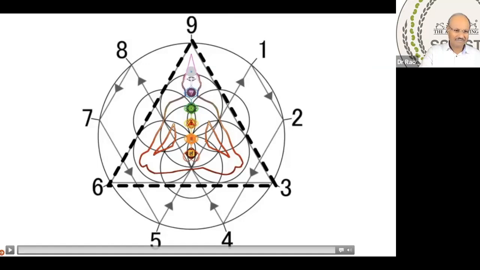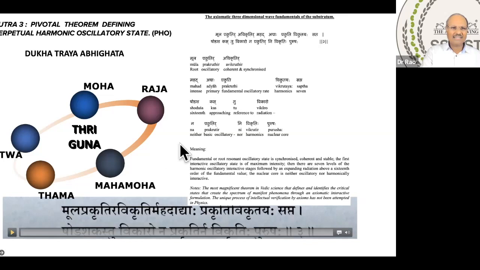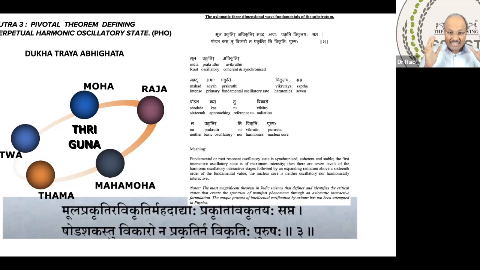Now, this is, of course, Rishi Kapila, a very extraordinary individual. And if you see the data in the Sankhya philosophy, it is something you can never imagine. For example, the third sutra talks about Moola Prakriti. And you can see here the translation. Once Sadashivam near Coimbatore had given me this reference and this translation. This is the most magnificent theorem in Vedic science that identifies the critical states that create the manifest phenomena through axiomatic interactive formulation. And it is pure physics.